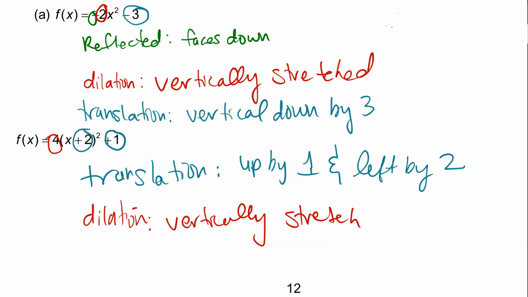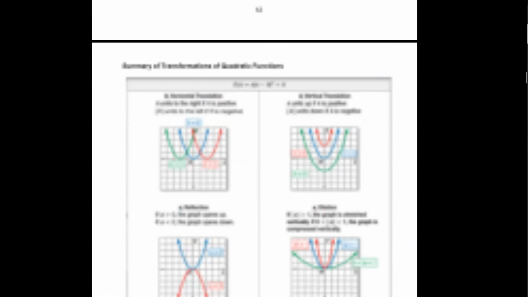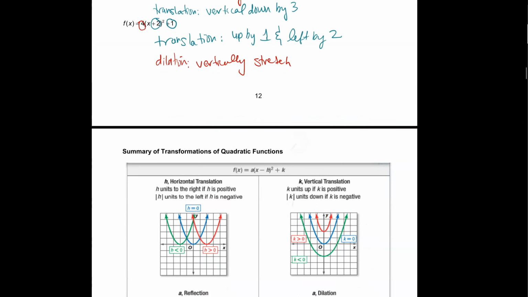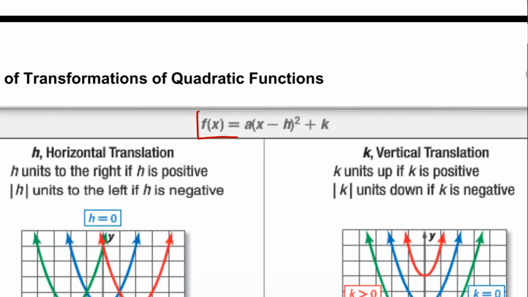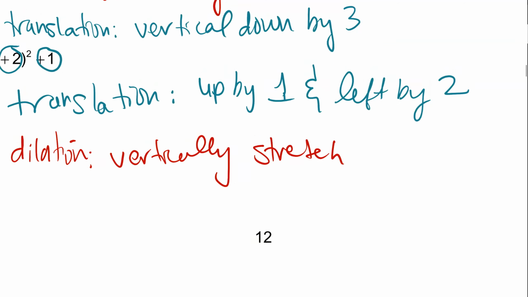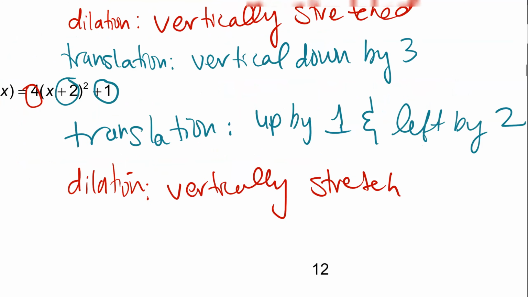This is in vertex form, which is the next thing we're going to talk about. So this is called vertex form. Was there a reflection? No, there's not a negative in front. No reflection. If it was -4, the negative in front would reflect it. Here it's facing upward, no reflection.